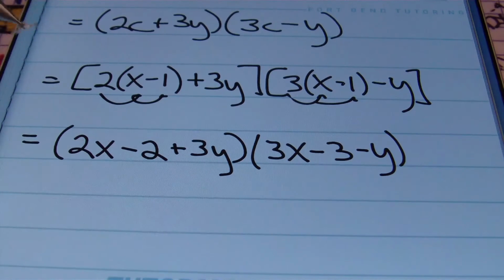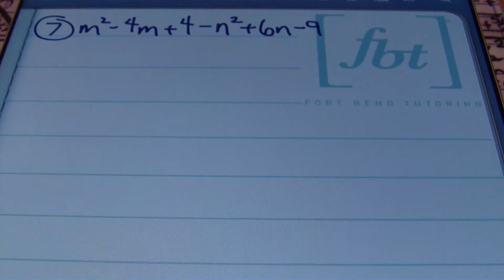It's at this point that I don't have any like terms that I can combine within the parentheses, so therefore I'm done. There's nothing else to do. And this is the result of problem number 6. Boxing it up. And on to problem number 7. All right, ladies and gentlemen, for problem number 7, I have m squared minus 4m plus 4 minus n squared plus 6n minus 9.